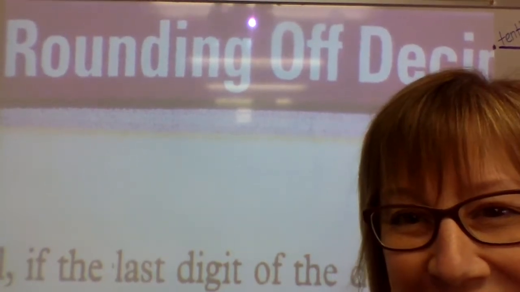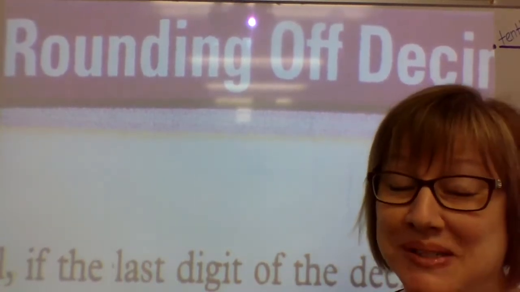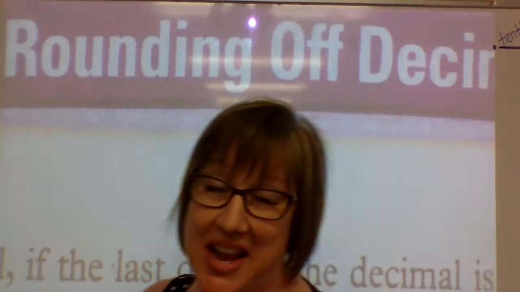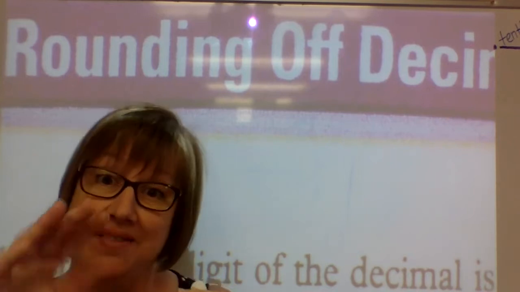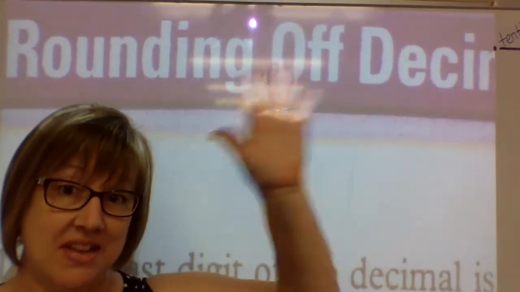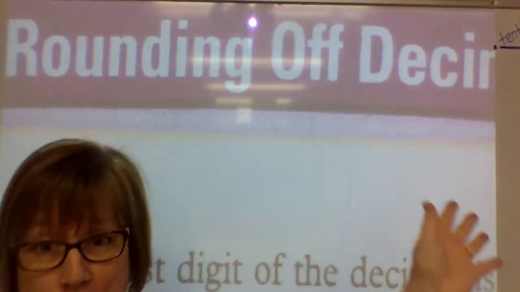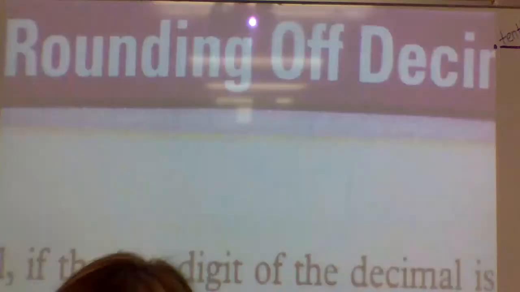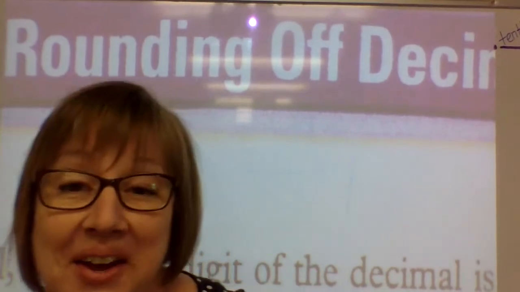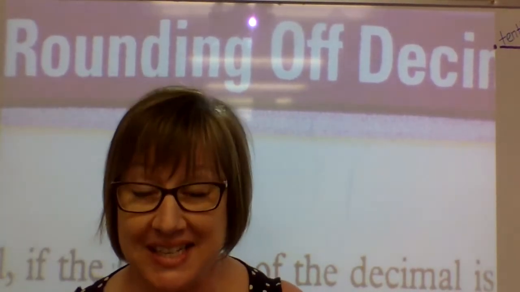Okay, now we get to round off decimals. It's a lot like what we did yesterday, rounding off a decimal, and it's also like when we used to round numbers. 5 and up, we round it up. 4 and down, we round it down. Right? Remember? Okay, so you're going to do the same thing with rounding off decimals.